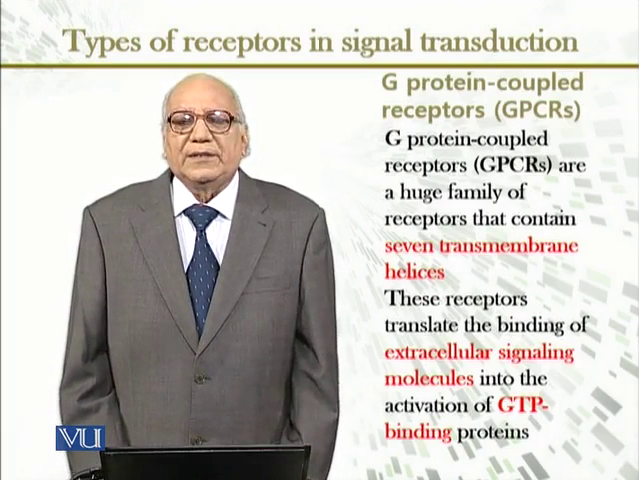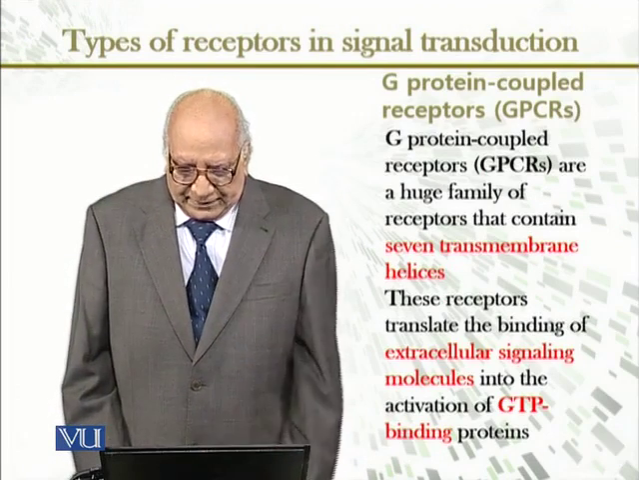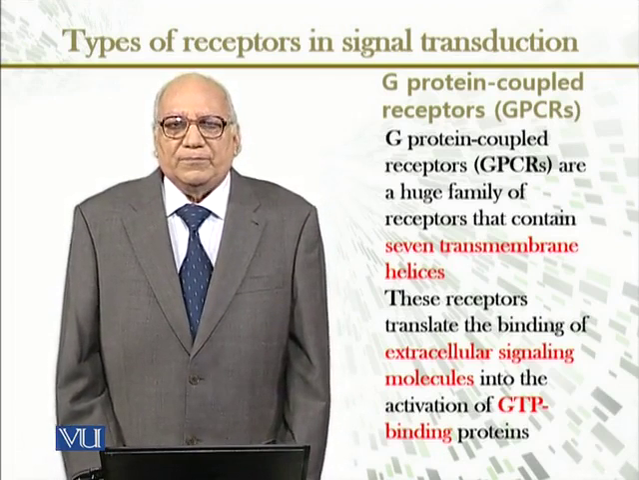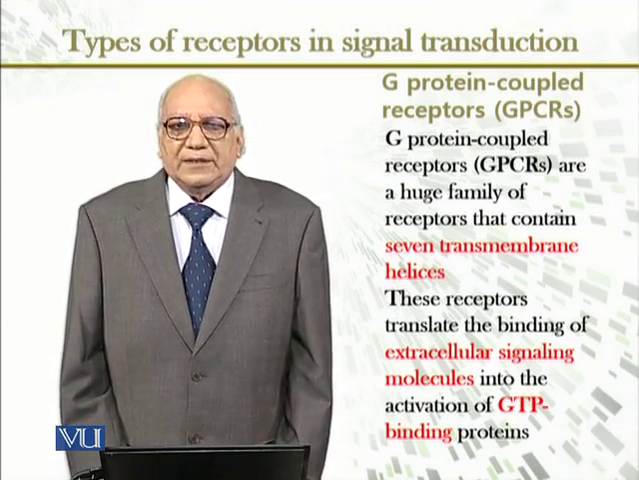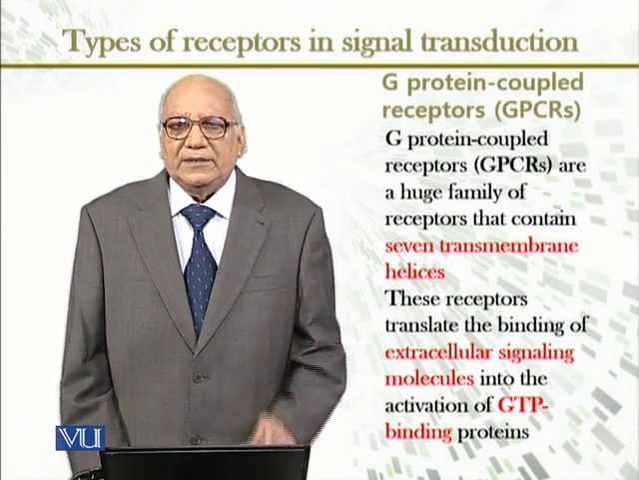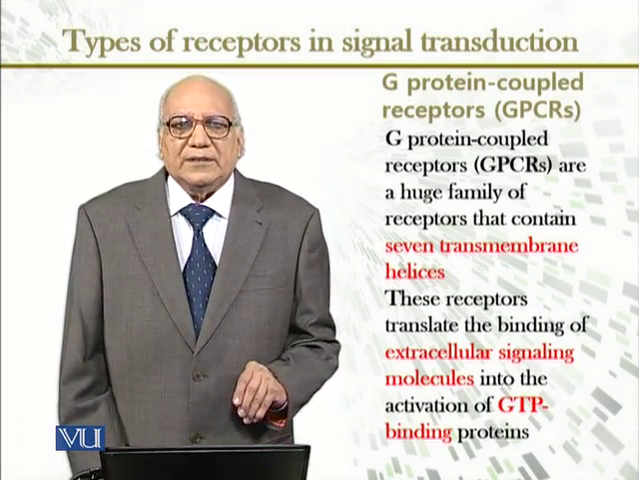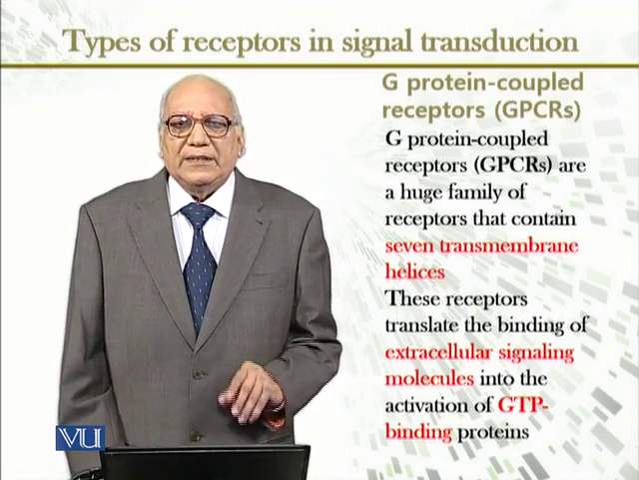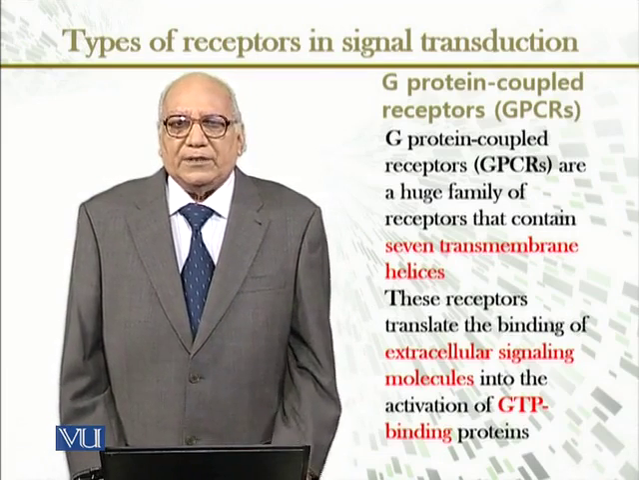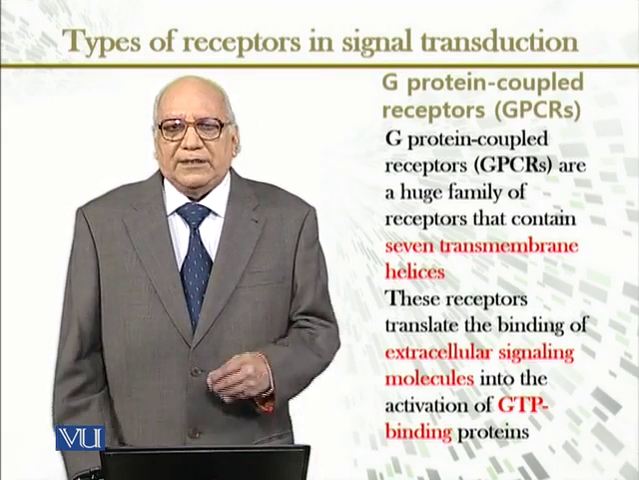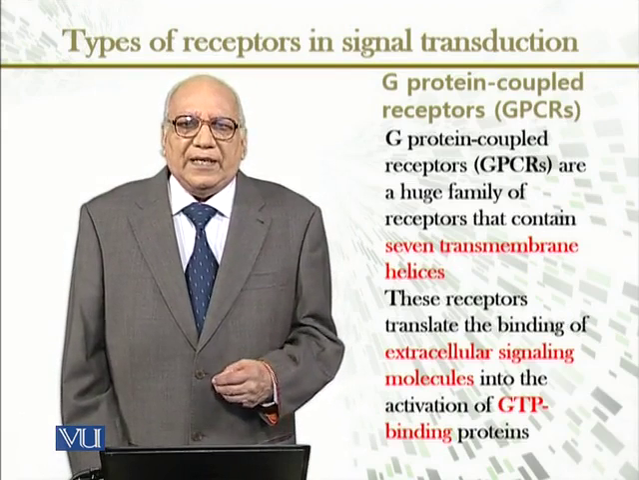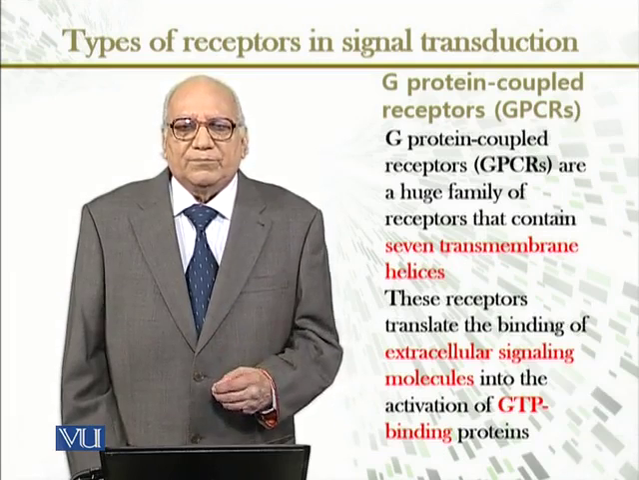Now, one type of receptor which is very important is the G protein coupled receptors, that is GPCRs, the abbreviated form. G protein coupled receptors are a huge family of receptors that contain 7 transmembrane helices. These receptors translate the binding of extracellular signaling molecules into the activation of GTP binding proteins. Remember, all this signal transduction is carried out by the binding proteins.